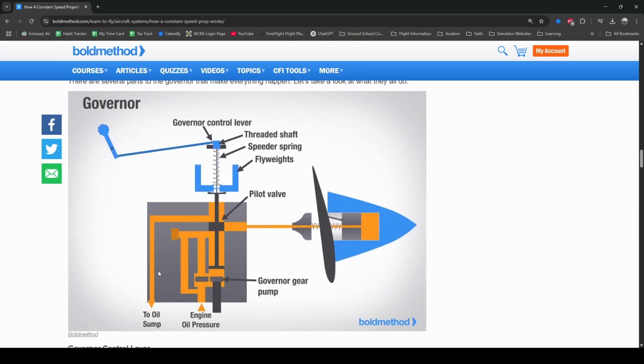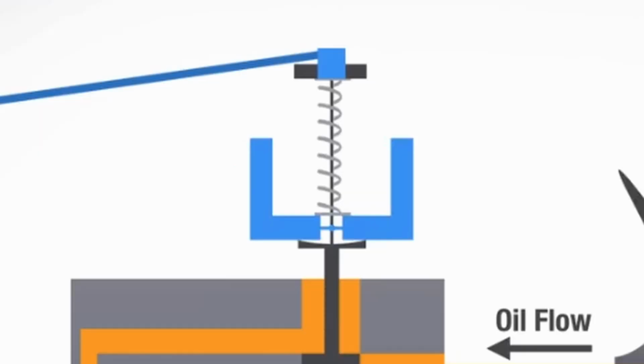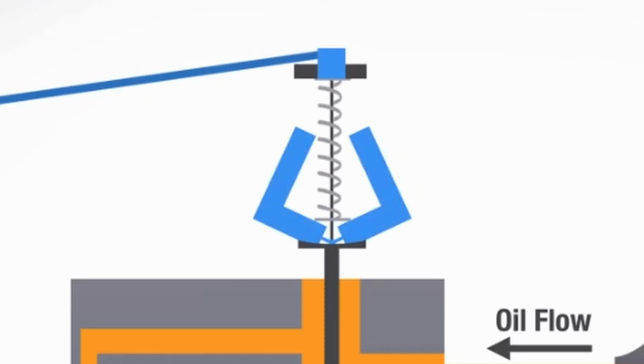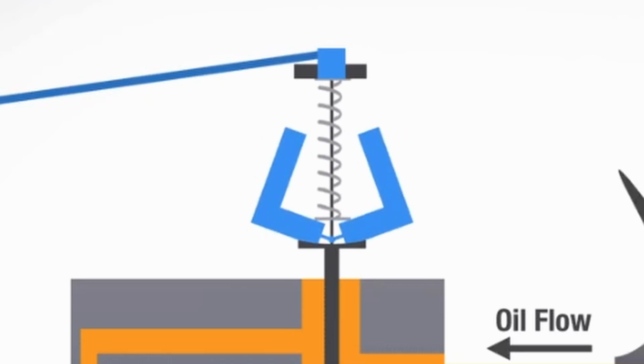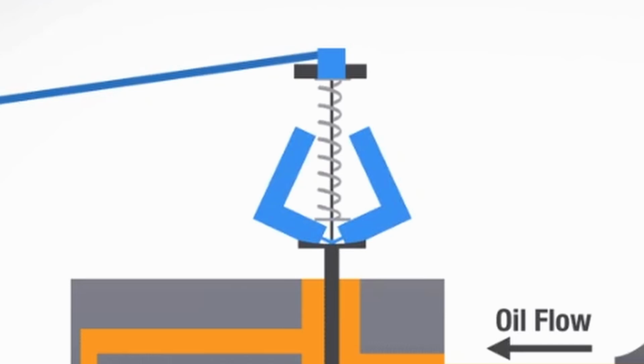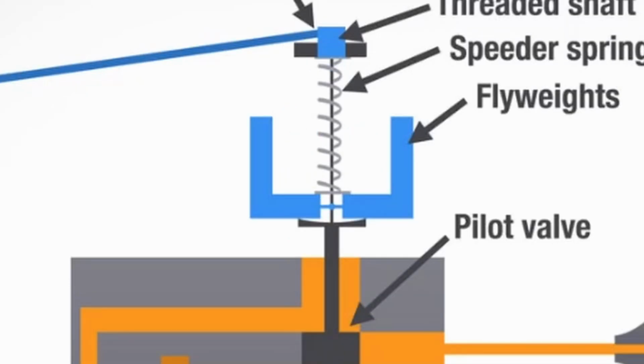The prop control lever that the pilot moves controls a governor control lever right above the threaded shaft. The threaded shaft adjusts the tension on the speeder spring. The speeder spring is connected to a pair of flyweights. These flyweights are geared to the crankshaft, and so as the crankshaft spins, these flyweights rotate as well. Under no rotation, these flyweights want to cave inward. However, as they spin, centrifugal force pulls the flyweights apart. Under a neutral, balanced state, the flyweights are in this L shape.